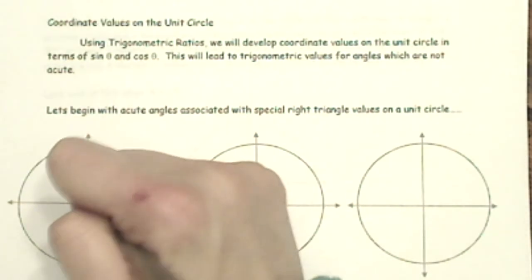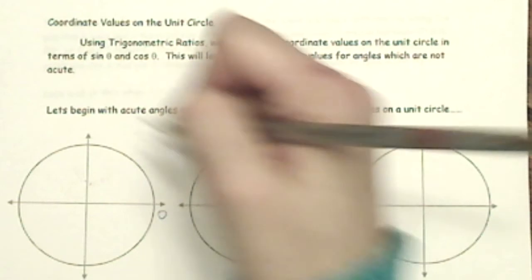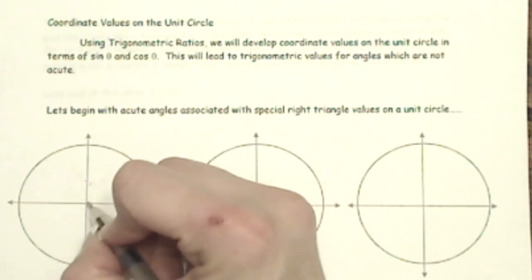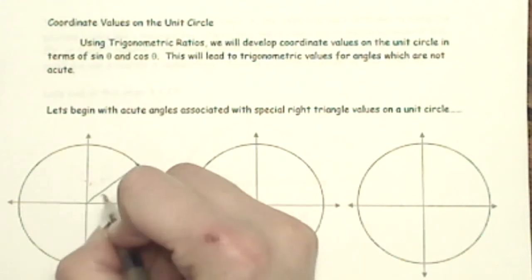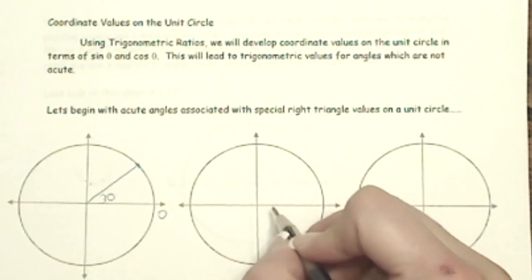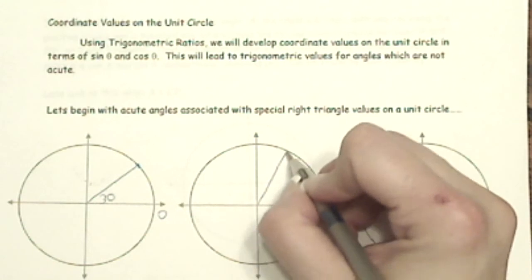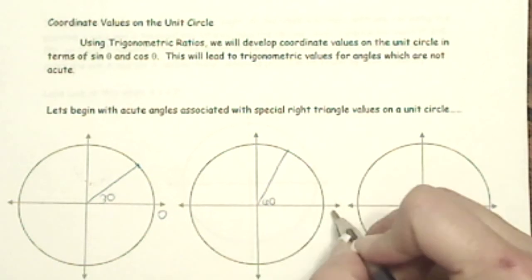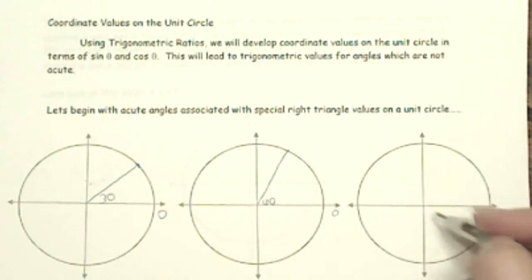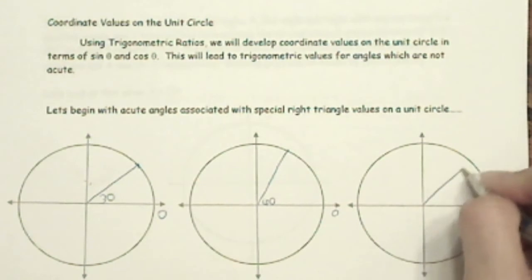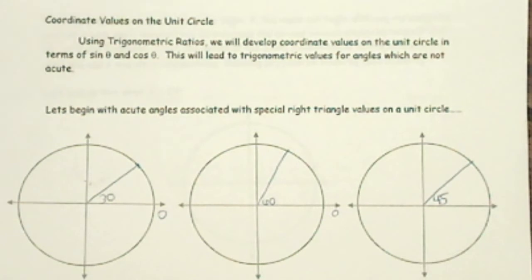First, we're going to look at when you go from 0 in the positive direction, a 30 degree angle. We'll also look at what happens when you go a 60 degree angle from 0 in the positive direction. And we'll also look at a 45 degree angle. All right, so let's get started.